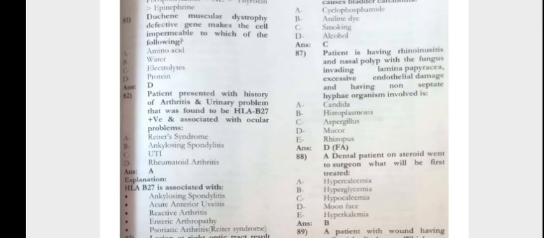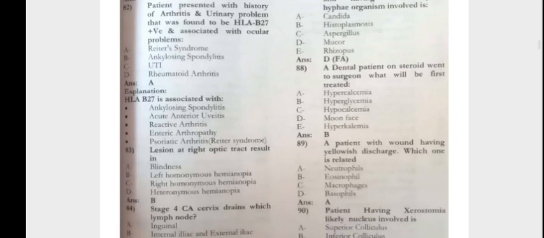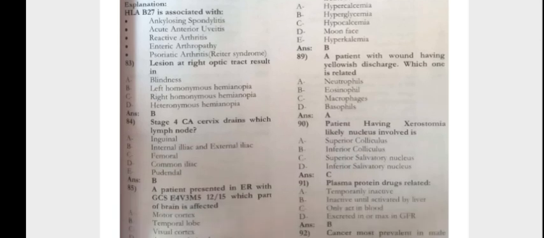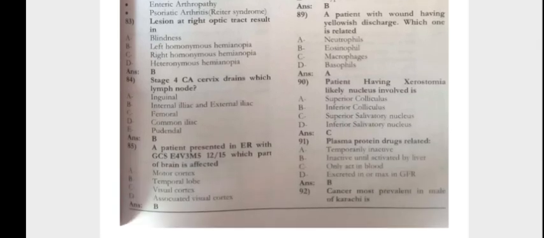The patient has rhinosinusitis with a nasal polyp invading the lamina papyracea, with excessive endothelial damage, and non-septate hyphae. The organism involved would be Mucor. The dental patient on steroids goes to the surgeon: what will be treated first? That is hypoglycemia. The patient with a wound having yellow discharge: which one is related? The neutrophils. The patient having xerostomia: the likely nucleus involved would be the superior salivatory nucleus.